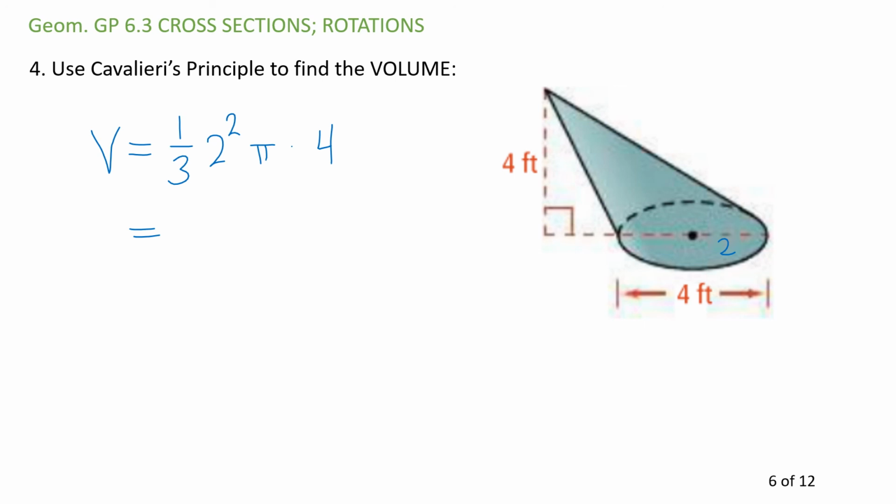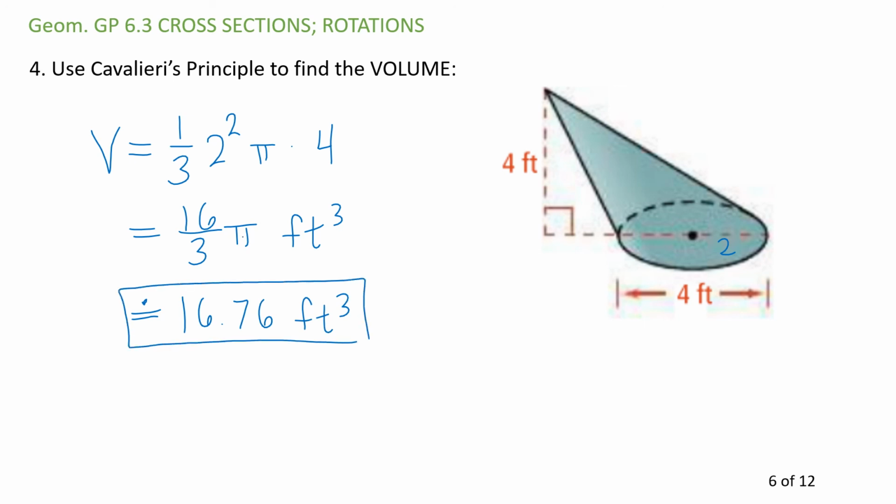And of course, it is 16/3 pi feet cubed. That's kind of weird looking, so we're just going to say 16.75. Pi and 3 are very close to each other. That's why it's in the neighborhood of 16. And that's cross-section and Cavalieri's principle.